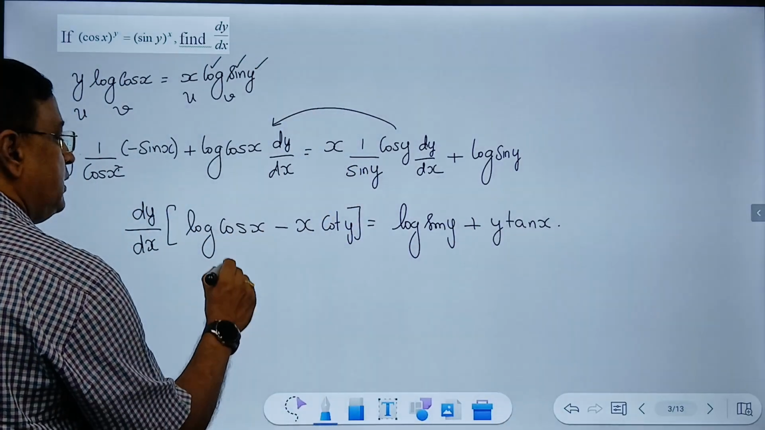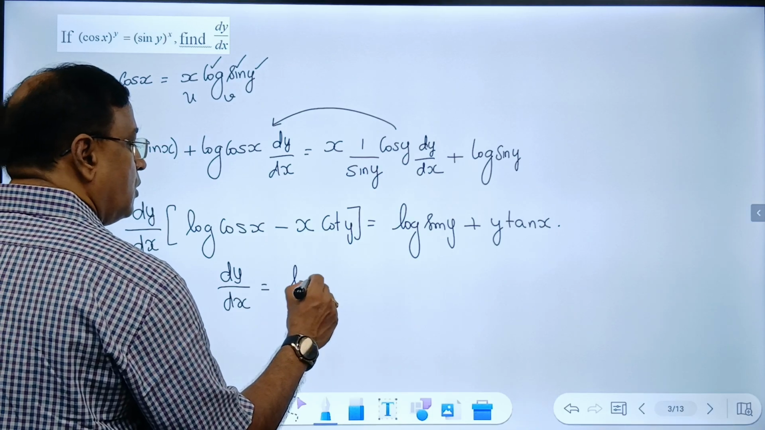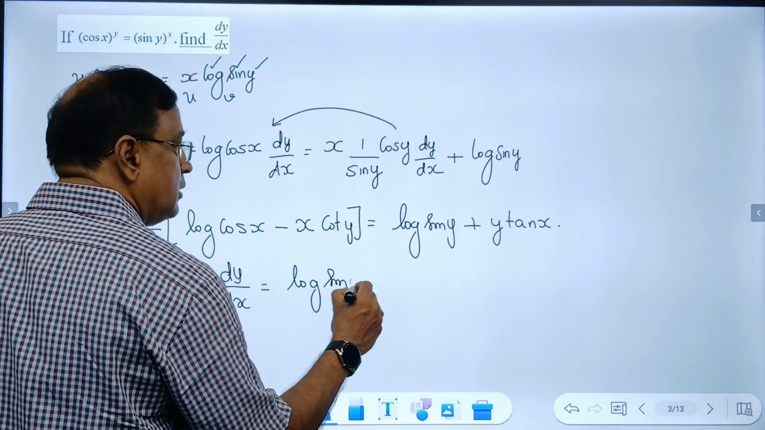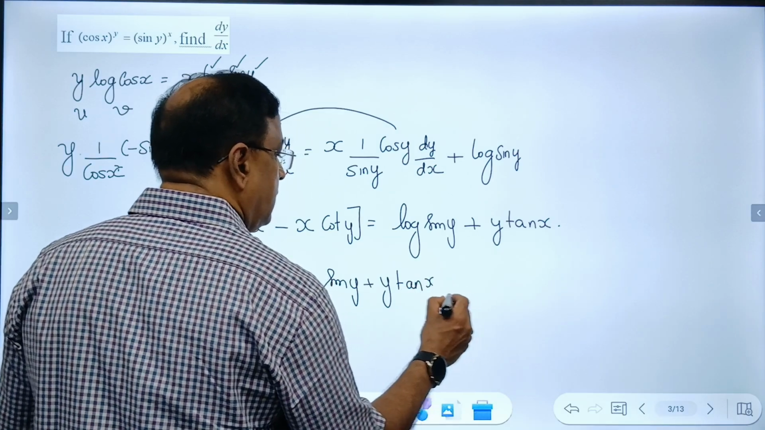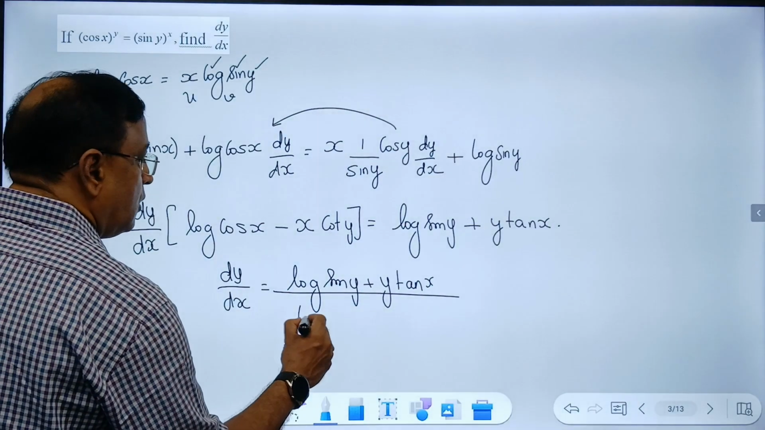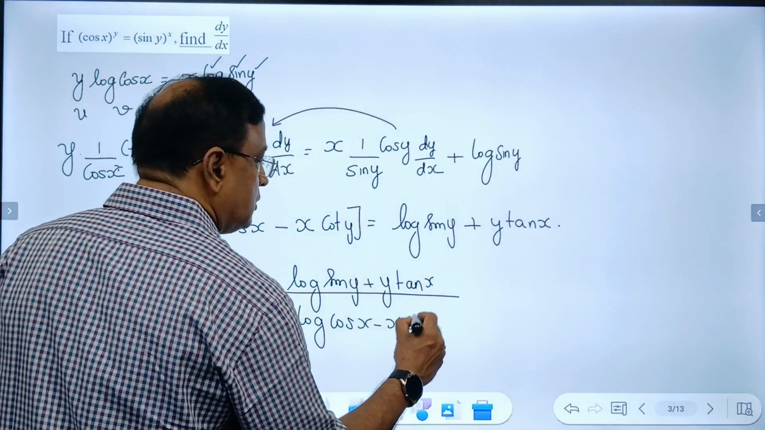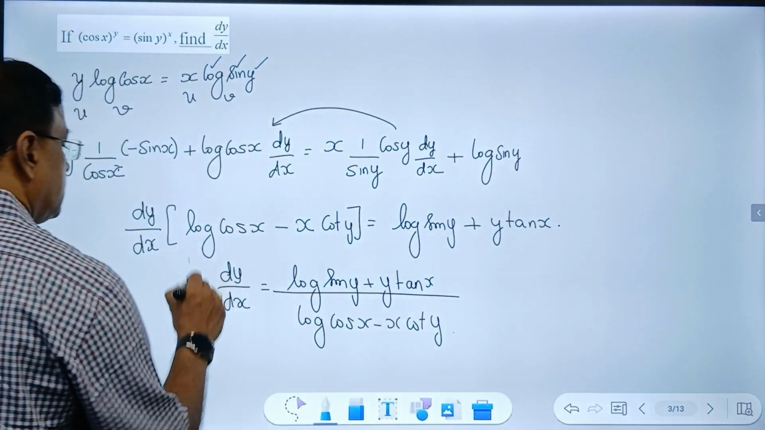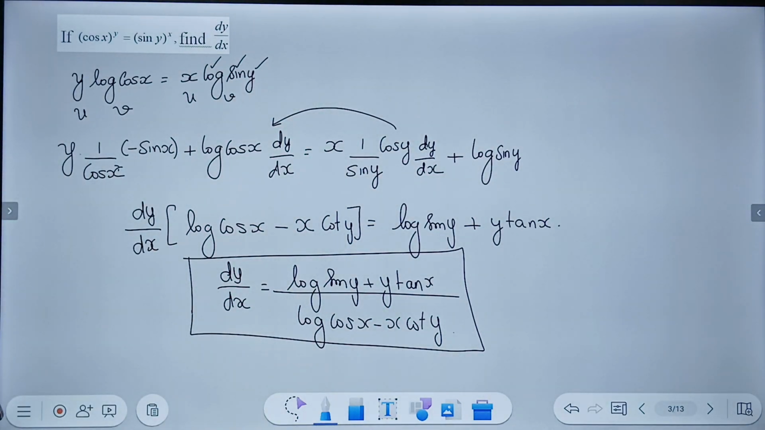So what is dy by dx? dy by dx will be log of sin y plus y tan x divided by log of cos x minus x cot y. Very simple question. It is exactly like the previous problem. It is not at all difficult.